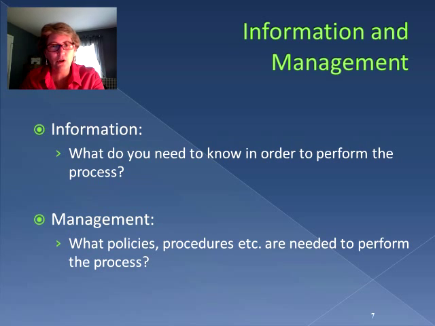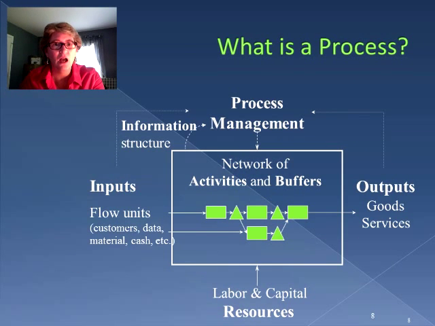So when we pull it all together, what we have is the inputs flowing into a process, which is a network of activities and buffers. We are applying resources, tangible items such as labor, capital, equipment, to convert them into outputs. We use information that tells us how much, when, how to make things, and we have overall management structure to keep everything organized. And that's all that goes on in a process.